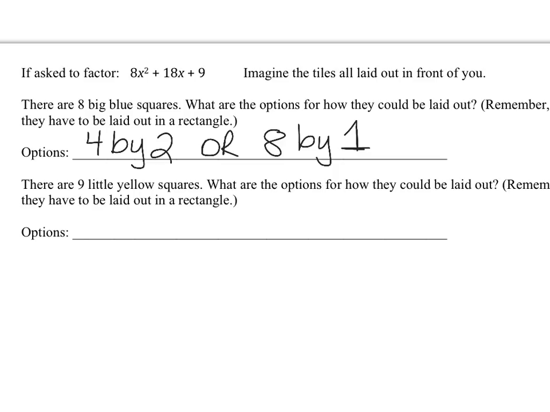And now let's look at my 1s tiles. If I have 9 little 1s tiles, then I have only 2 ways again that I could lay those out, because those also make a rectangle in the opposite corner as the x squareds. So one way to do that is I can do it 3 by 3, or I can do it 9 by 1. And that's the only way you can create a rectangle out of the number 9.